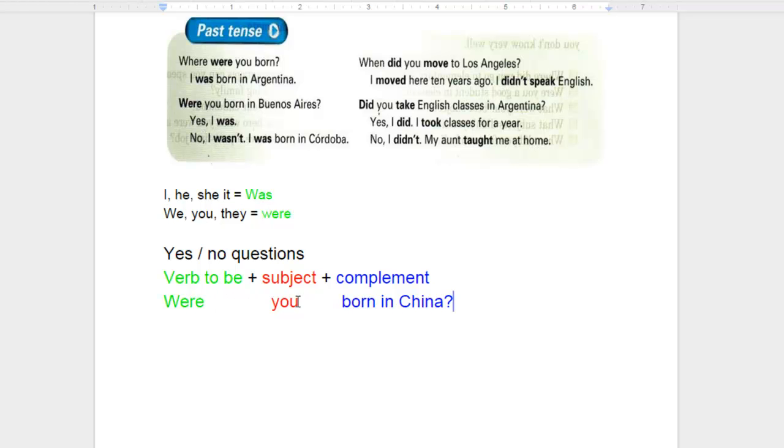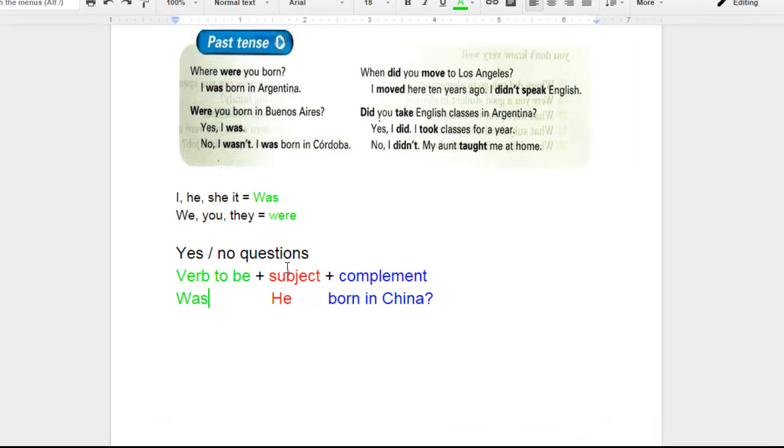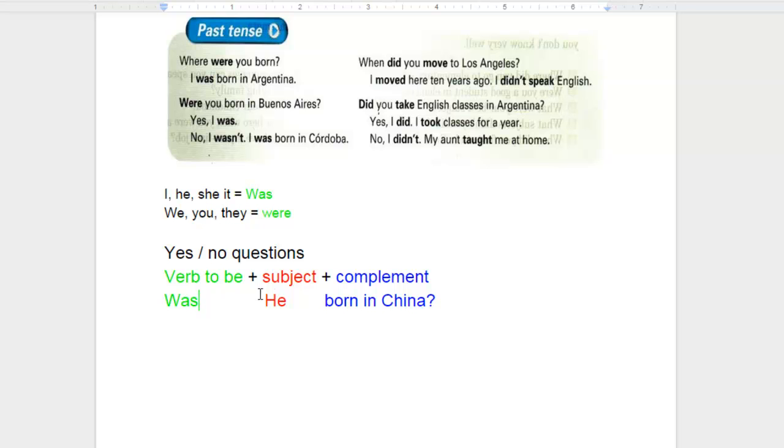Let's say that I change the subject now. And let's say that now I want to ask about he. So how are we going to do that? Well, first of all, we need to recall that whenever we use the pronoun he, we're going to use the verb to be was. So therefore, we'll say, was he born in China? And of course, we also need to recall that here we can use names instead of the pronouns. So was Mary born in China? Was Peter born in China, etc.